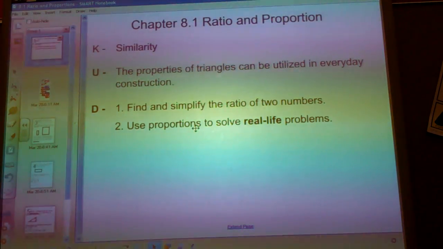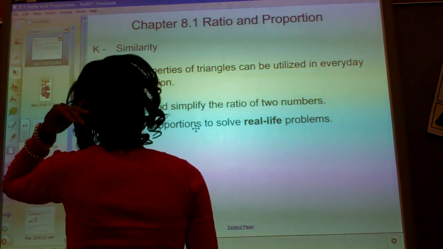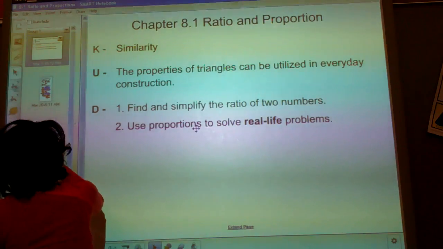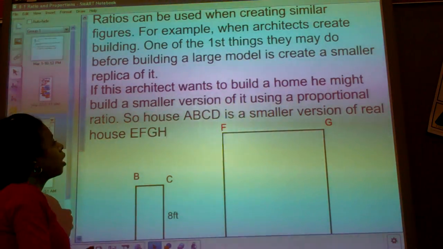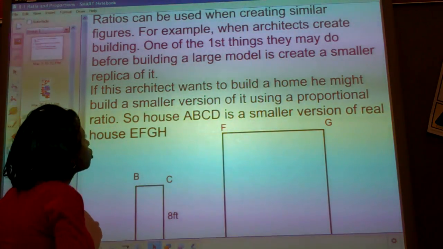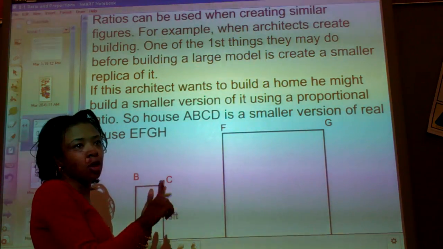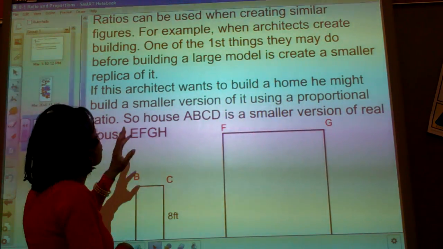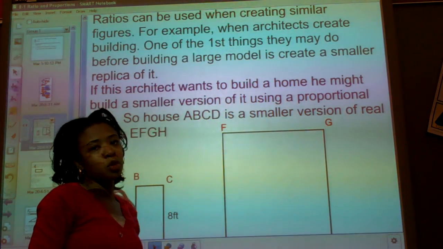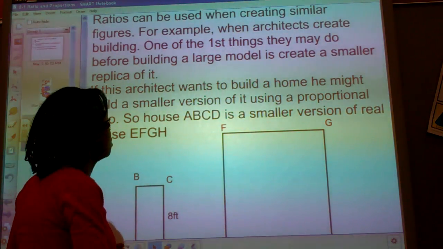This is chapter 8-1, part 2, ratio and proportions. Please get your copy. We began talking about ratios and the three ways you can write them: with a colon, with the word "to", or as a fraction. But let me give you a real life example of when ratios are really used.